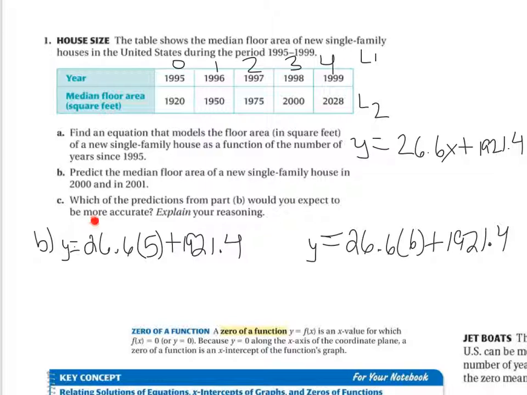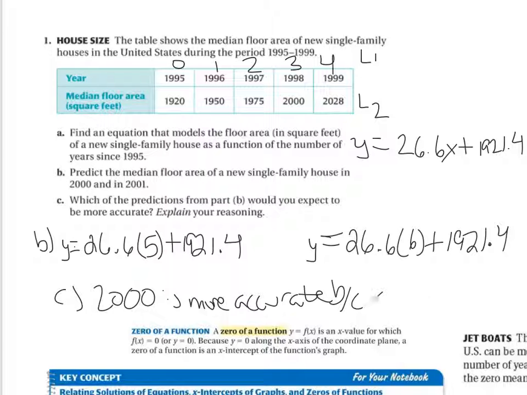Now, for part C, it says, which of the predictions from part B would you expect to be more accurate? Explain your reasoning. Okay, so you remember, this is what I was talking about. Which one is further away from 1995? 2000 or 2001? Well, 2001 is further away, so it's less accurate. So we would say 2000 is more accurate because it's closer to the initial year. Okay? Let's take a look at some others.